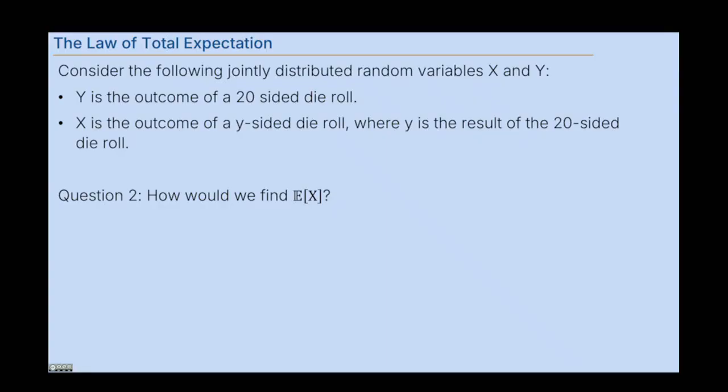So I want to know, what do you expect to get? If I keep doing this over and over, roll a 20-sided die, get a 7. Roll a 7-sided die. Roll a 20-sided die, get a 19. Roll a 19-sided die. If I keep doing that and I average all of those 7-sided, 19-sided, whatever dice, what do I get? Thoughts on how I would do this? Yeah.